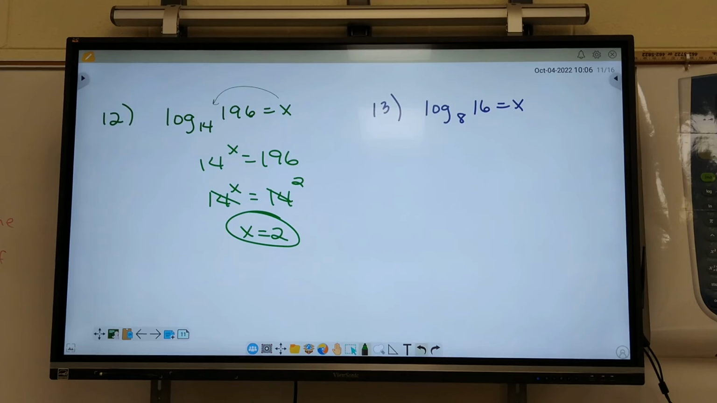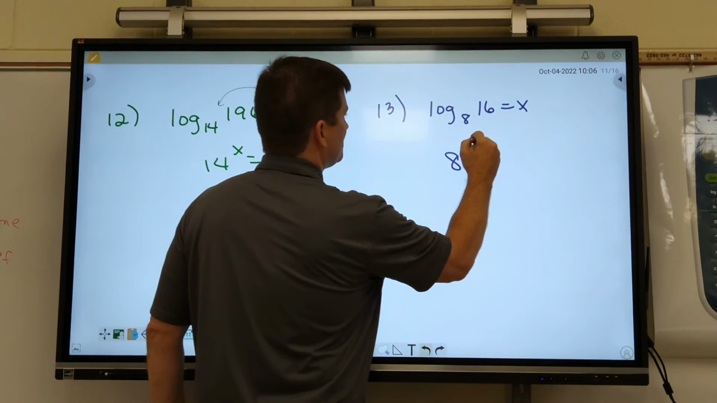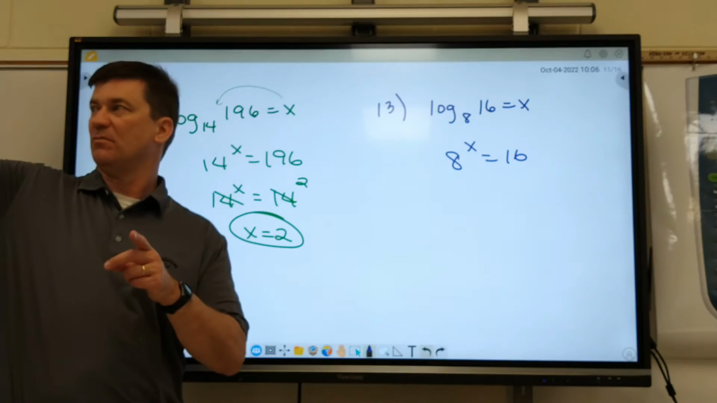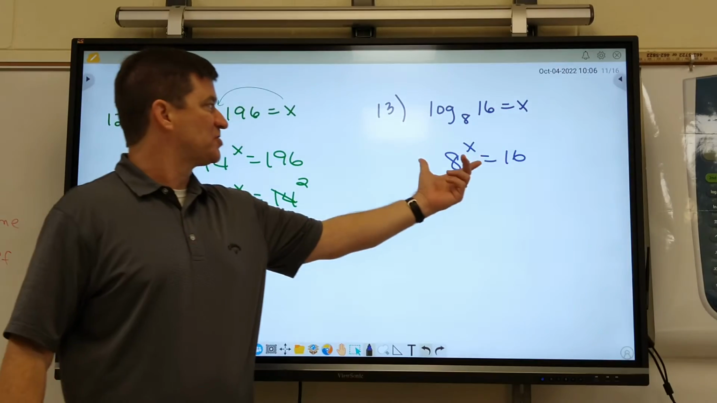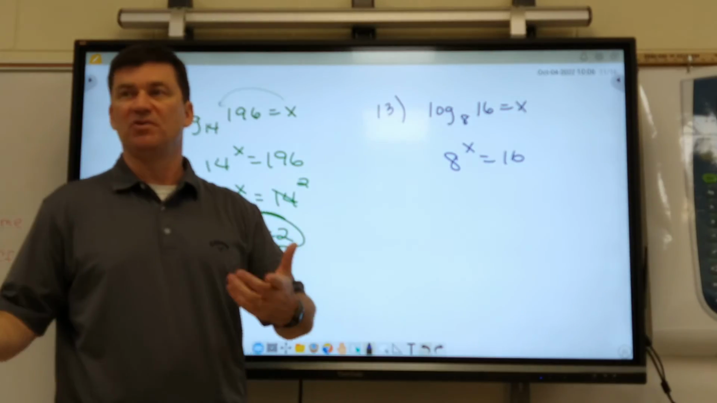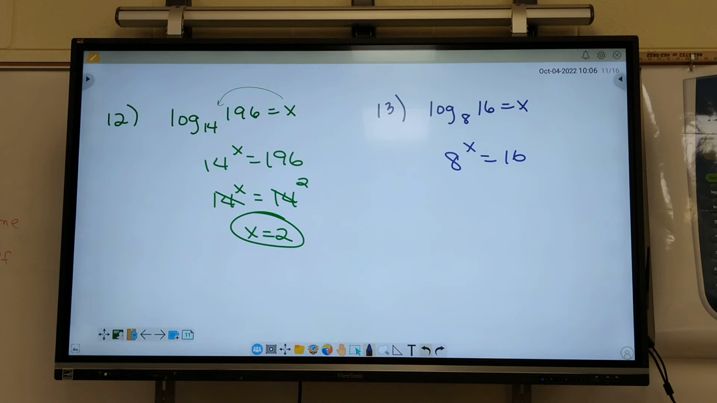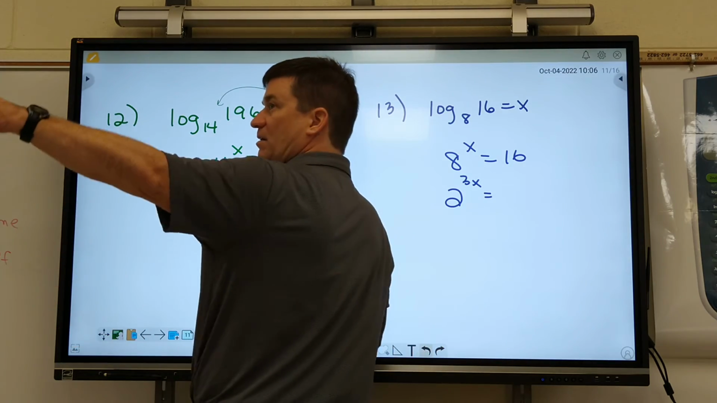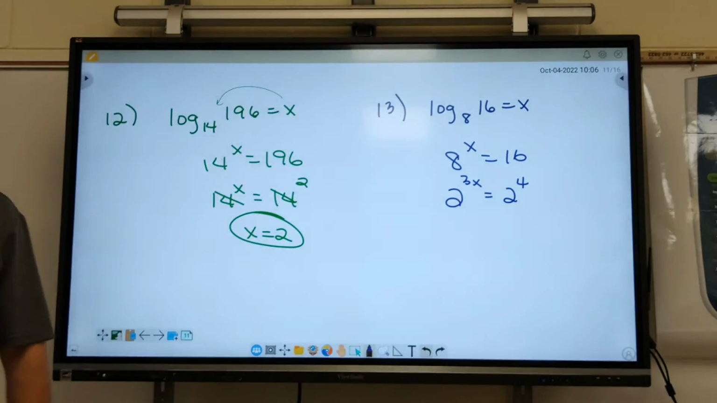Alright, Chance, set up 13 for us. Okay. 8 to the x equals 16. Alright, so this is where you guys would benefit from looking at your exponents over here on the board. We're looking to make these two numbers the same. So what you can do, find 8 and 16 in one of the columns. First column on the left, top. 8 turns into 2 to the third. How about 16? 2 to the fourth. Does everybody see how I did that? I just looked at the exponents.